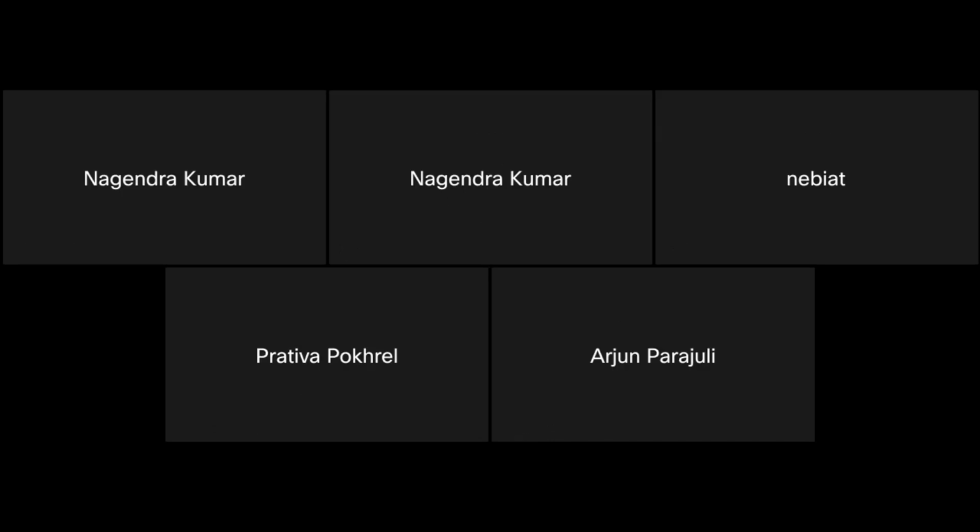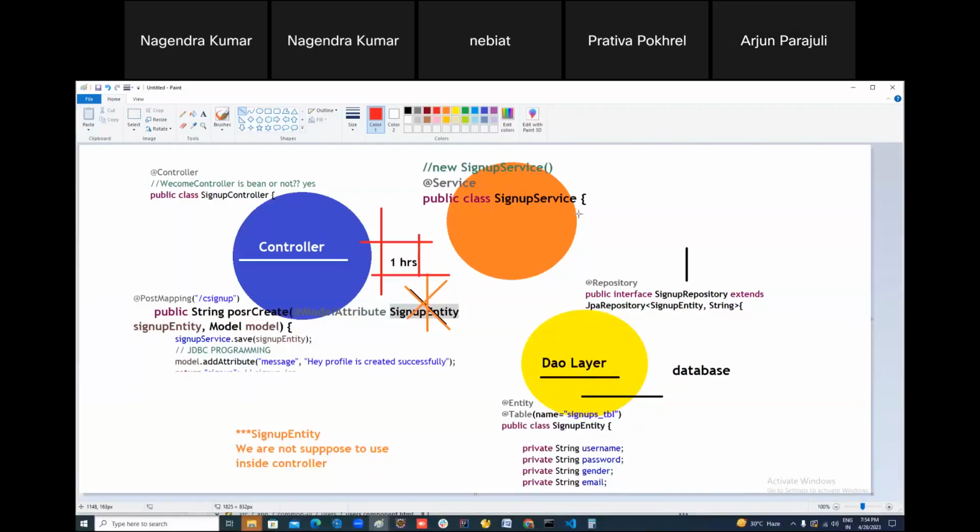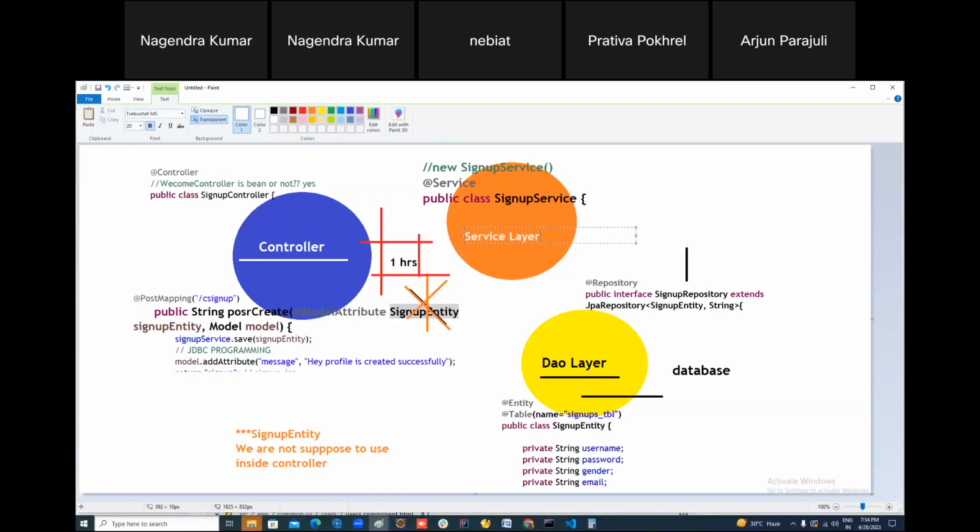In any software development, normally we have to have how many layers? Three layers: controller, service layer, and DAO layer. Your controller should be loosely coupled with the DAO layer, right? So whatever classes you are using in the DAO layer, like the entity class, should not be used in controllers. Right now, sign up entity is a part of the DAO layer, which I am using in the controller.